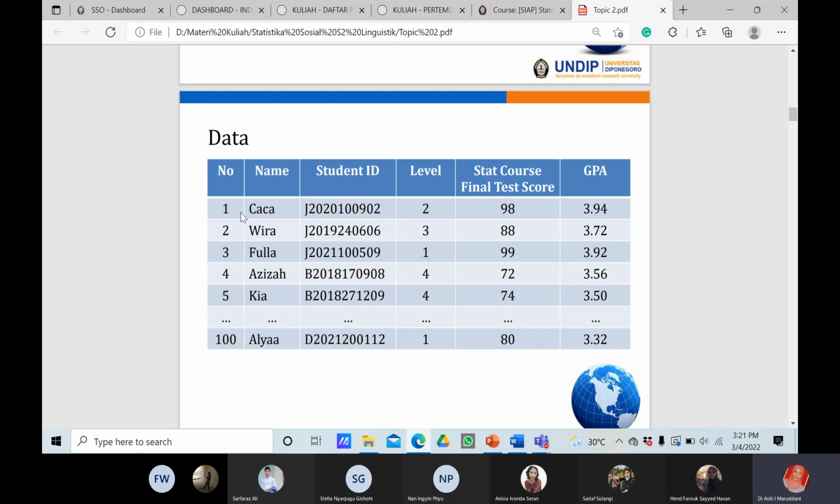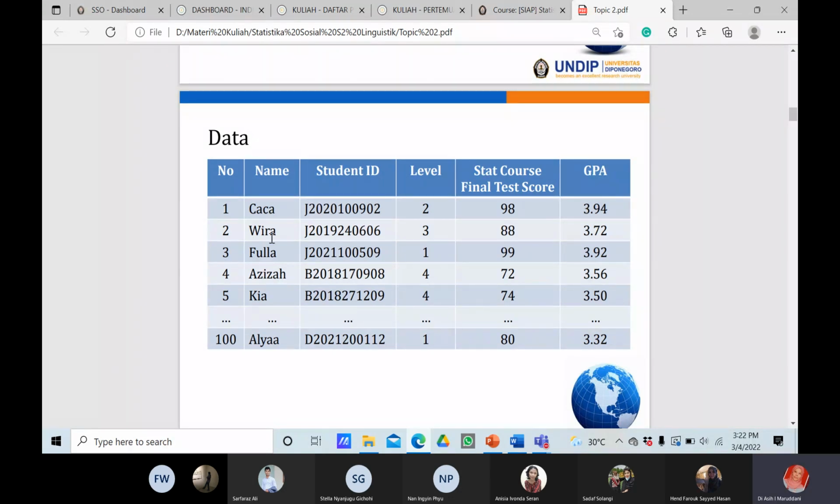Maybe the first student is named Chacha, with the student ID J2020100902, and Chacha is a second year student. She has a score of 98 for her statistics course at the final test, and her GPA is 3.94.